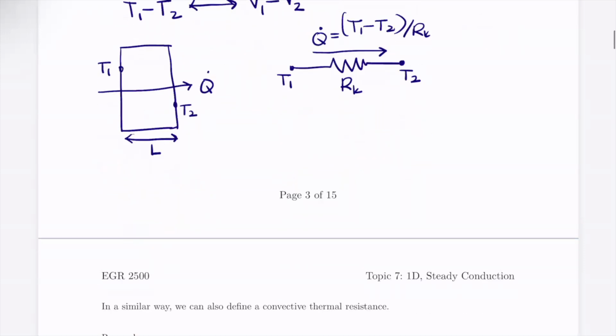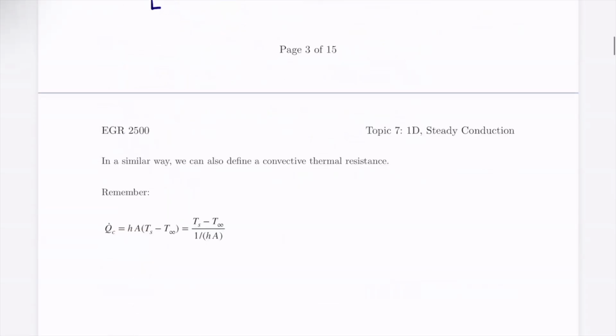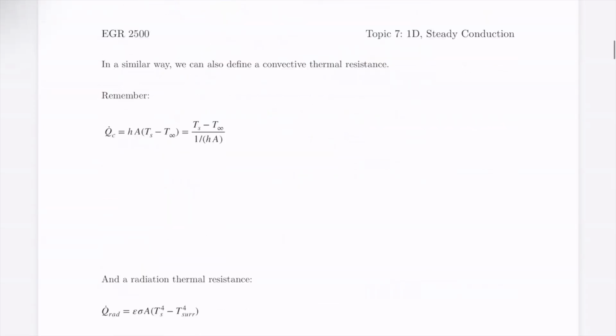Okay, so just in the same way that we could draw a circuit for conduction, we can also do this for convection. So if you remember, we have our convection equation shown here. And we can write this differently. If I wanted to put HA into a denominator, I would just call it 1 over HA. So these are equivalent.